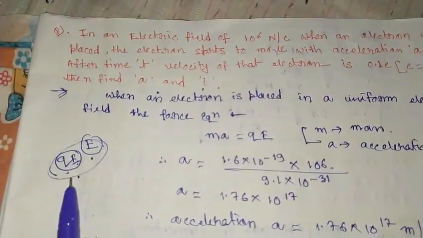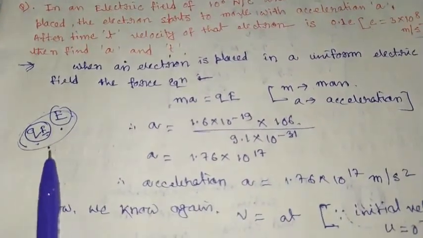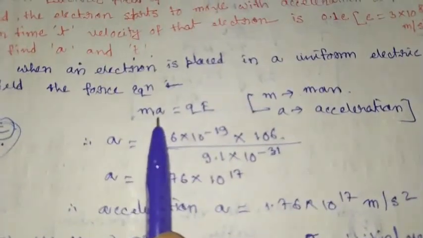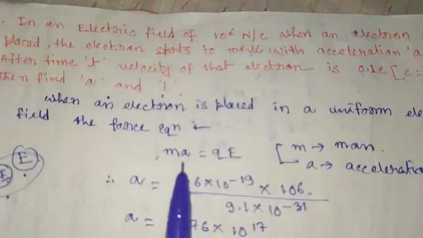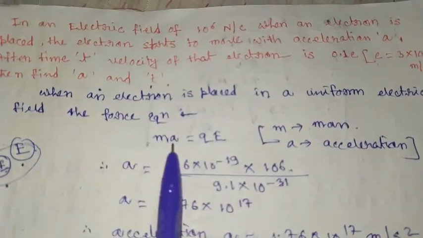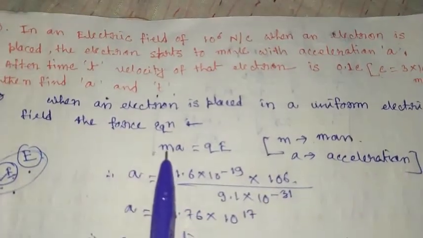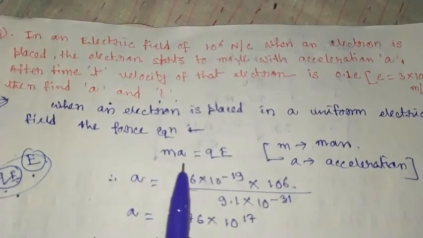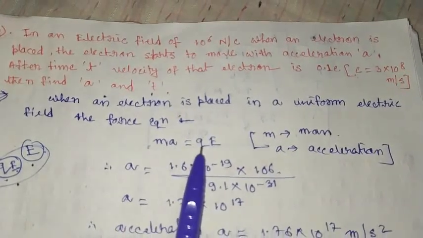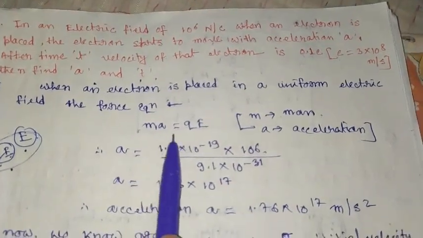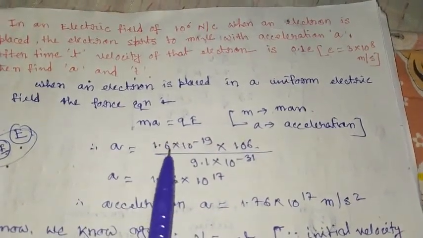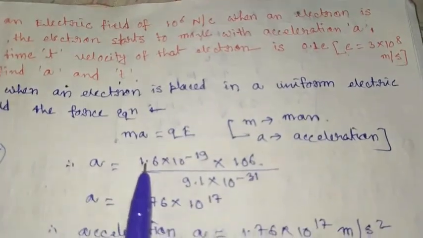So due to this force, the electron also starts to move with an acceleration a, and according to Newton's law, the force required to move a particle of mass m with acceleration a will be written in this form: ma. So now we can easily equate ma equals qE. So a can be written as qE divided by m.